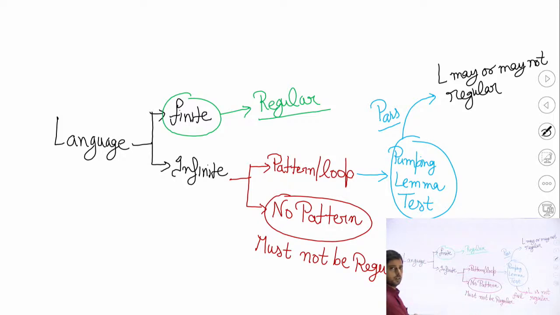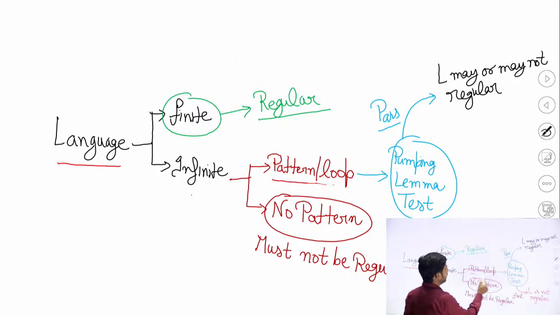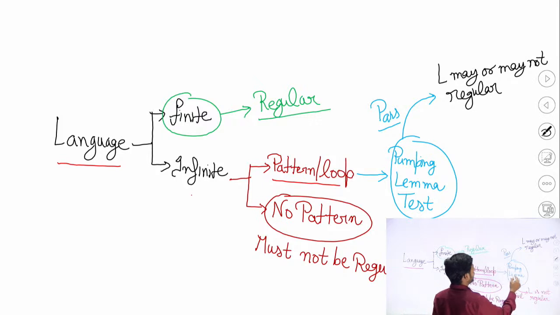So, in brief, a language can be finite or infinite. If the language is finite, then it is regular. If the language is infinite, there are two conditions. If there is no pattern, then definitely the language must not be regular. But if there is some pattern or loop, then we go for the pumping lemma test. If the pumping lemma test passes, then the language may or may not be regular. If the pumping lemma test fails, L is not regular.